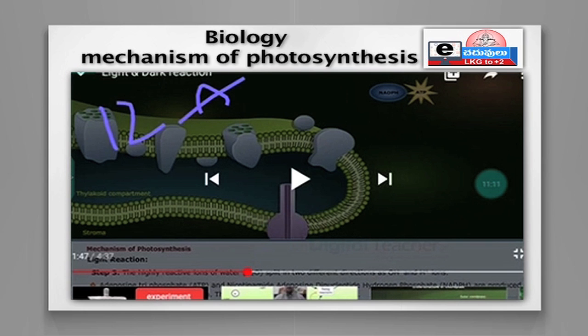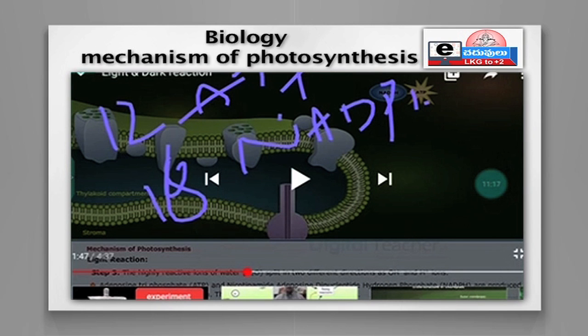Finally, how many ATPs are there? 12 ATP and 18 NADPH form. So what is the full form of ATP? Adenosine triphosphate is the full form. NADPH means nicotinamide adenine dinucleotide phosphate hydrogen. Once again I repeat, nicotinamide adenine dinucleotide phosphate hydrogen is NADPH.